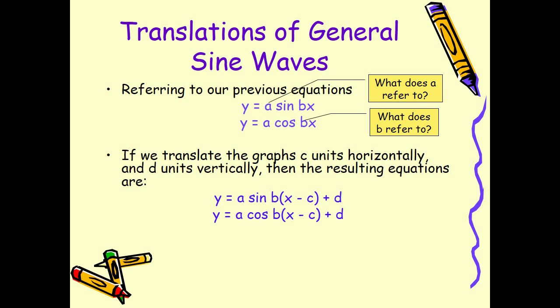So far we have worked up to the equations below. We know a represents the amplitude, and b represents the period. If we translate the graph c units horizontally, and d units vertically, then the resulting equations are y equals a times the sine of bx minus c plus d, and y equals a times the cosine of bx minus c plus d.